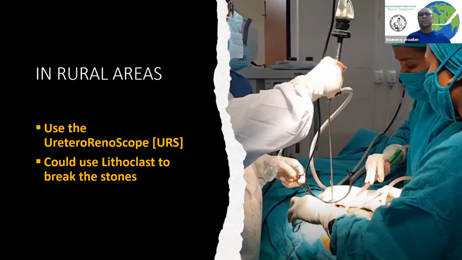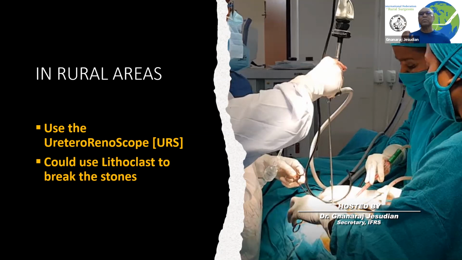But what is possible in rural areas is that we use a ureteral rhinoscope, and we can also use a lithoglass to break the stone. This is a cost-effective procedure. As you will see in the video, you can have a very clear look at the common bile duct and the hepatic ducts. If possible, it is good to catch the stone and remove it.